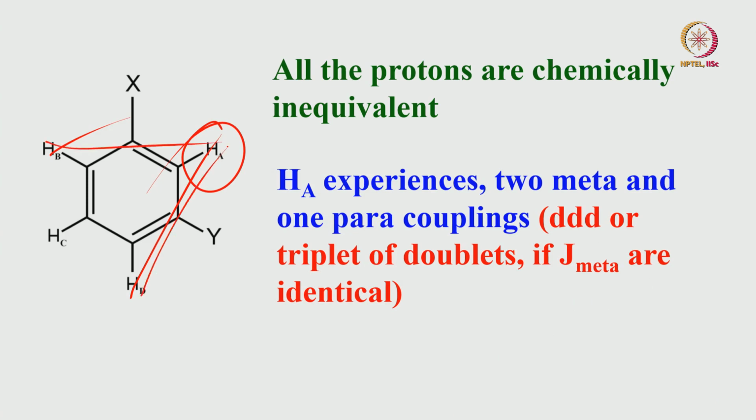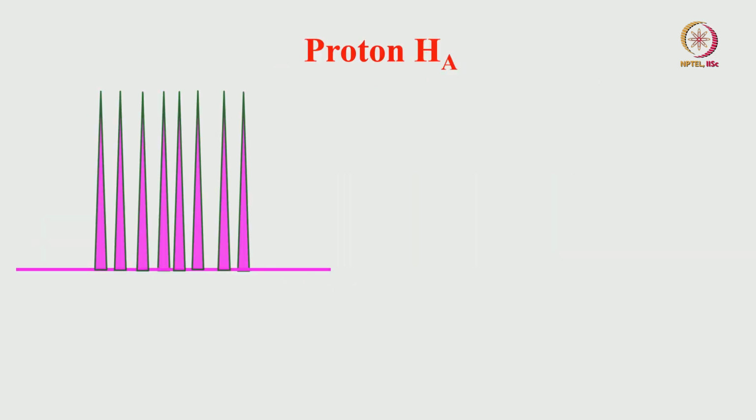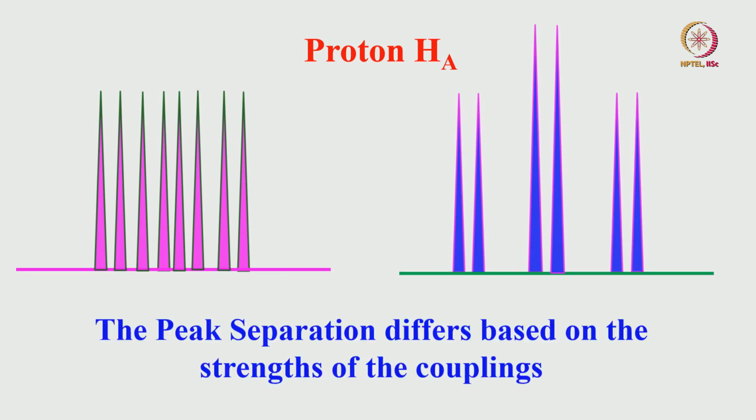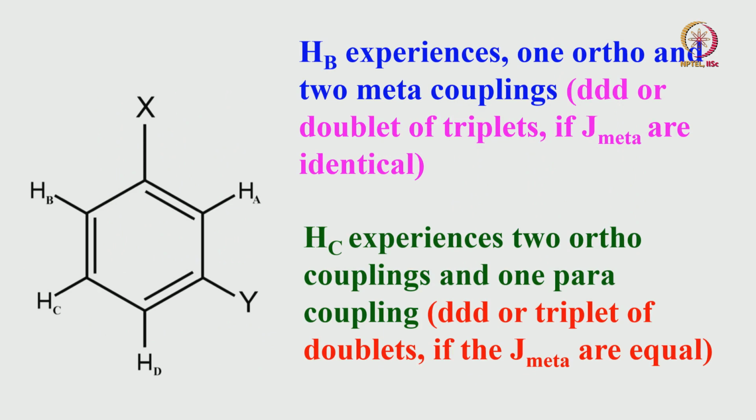Both the meta couplings can be different because the substituents are different, in which case you are going to get an 8-line pattern for proton HA. If accidentally both meta couplings are equal, as I said, it is going to be a triplet of doublets. These two meta couplings will split this into a triplet if they are equal, and then para coupling will make it a triplet of doublets. What happened to proton HA is like this, it is going to be 8-line or like this. Okay, we go to the proton HB.